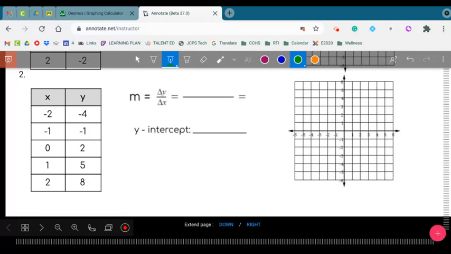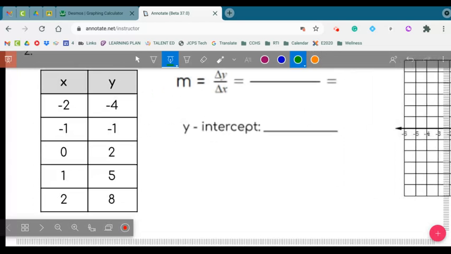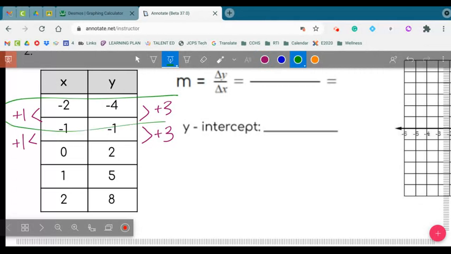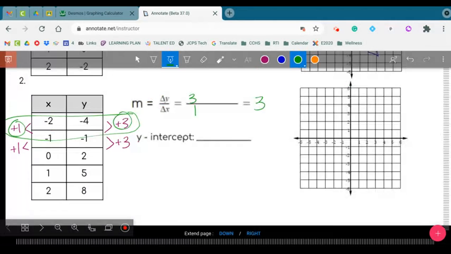Okay, let's go to the next one. So let's find our slope again. So let's find our difference. From -4 to -1, going up 3. From -1 to 2, I'm going up 3 again. I'm just going to do those first two. On this side, I'm going up by 1. So my change in y is 3, my change in x is 1. So 3 divided by 1 is 3. So that is my slope.